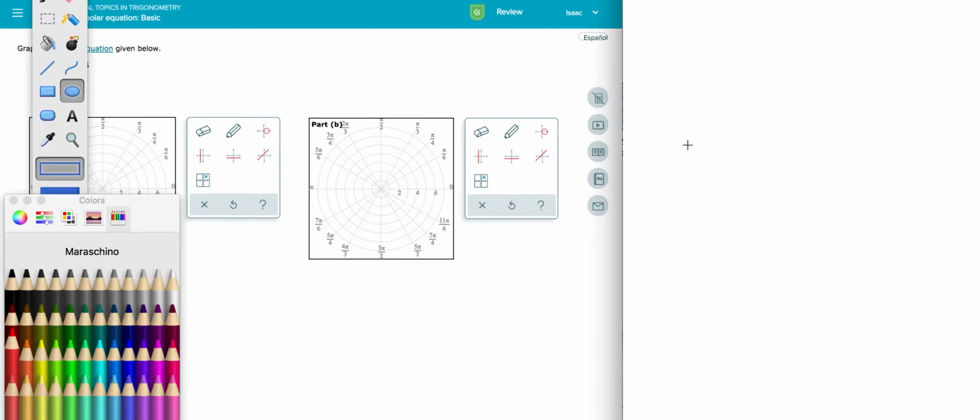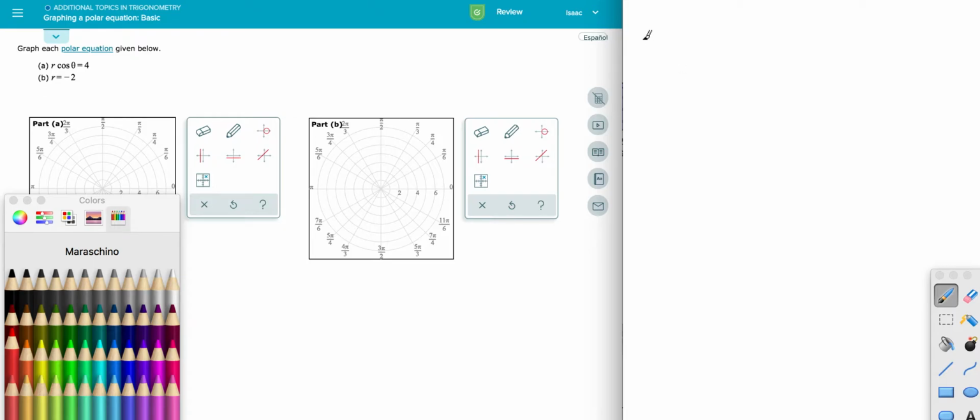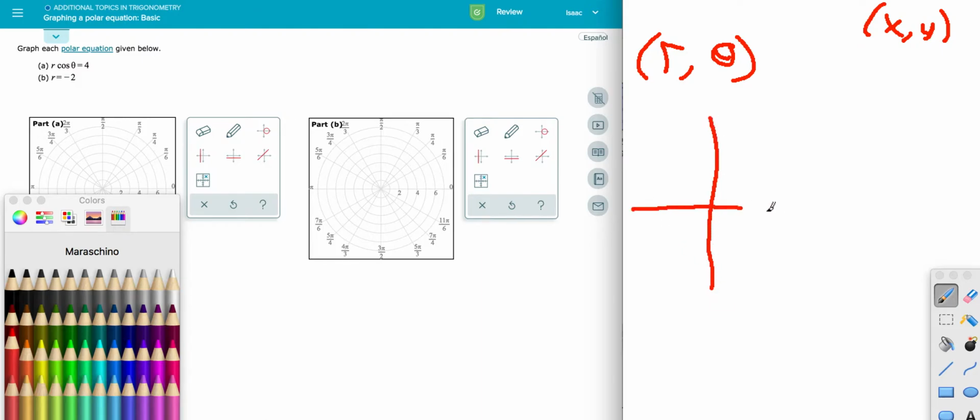Okay, so if you're graphing a polar equation in ALEKS, let's first start off with what polar coordinates look like. You're given an r and you've got theta, instead of taking x and y as we're used to seeing. X tells you how many spaces to move on the x-axis. Y tells you how many spaces to move up on the y-axis. But r in polar coordinates is the radius, the distance from the center.